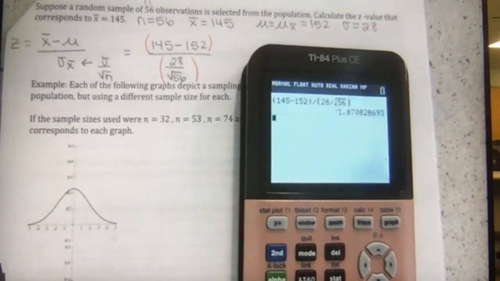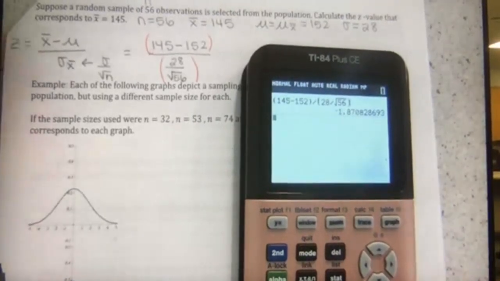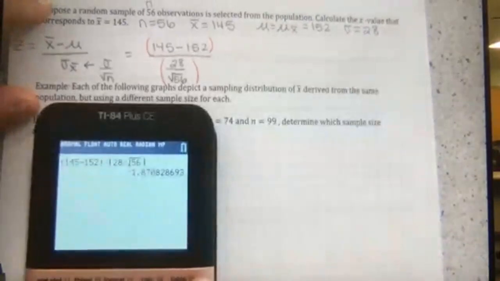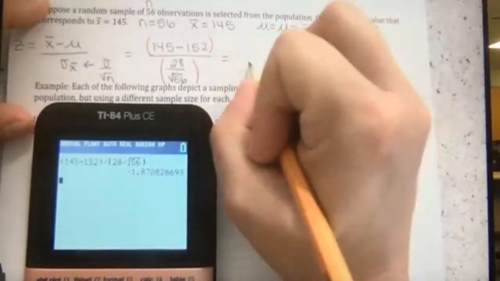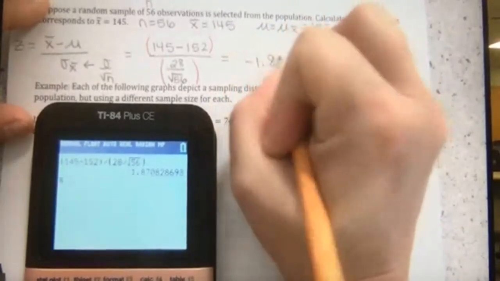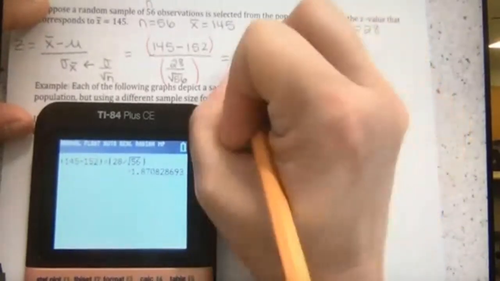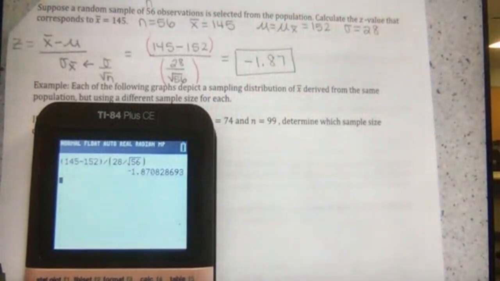Equals negative 1.8708, and so on. Z-values are always 2 decimals. It'll tell you that in the homework, but z-values are always 2 decimals. Negative 1.870, so our z-value would be negative 1.87. And that's it.